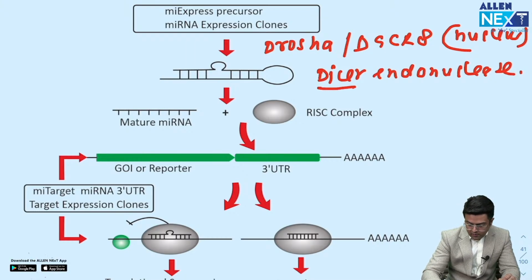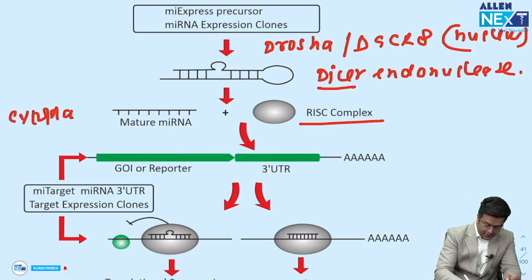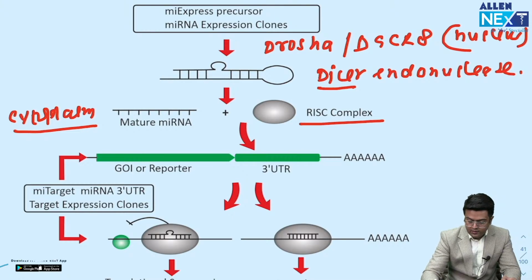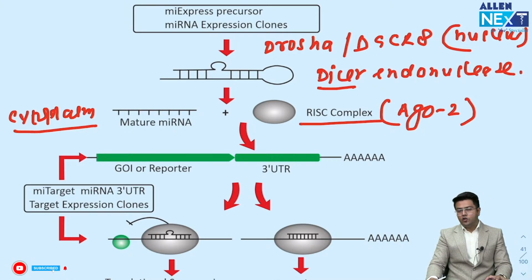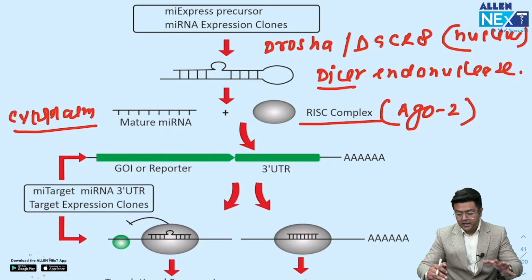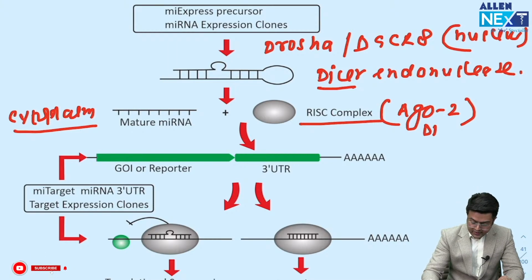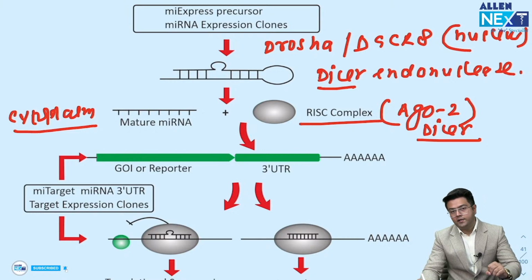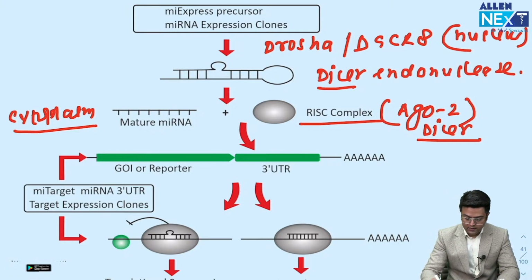Then this mature microRNA binds with the RISC complex in the cytoplasm. RISC complex has a very important component called AGO2. Once there was a question on the components of RISC, the RNA induced silencing complex. So what are the components of RISC? AGO2 protein is very important here, right? And Dicer is also considered a component of RISC, though it was used previously, it is also part of the RISC complex. So guys, this was a question: what are the components of the RISC complex?